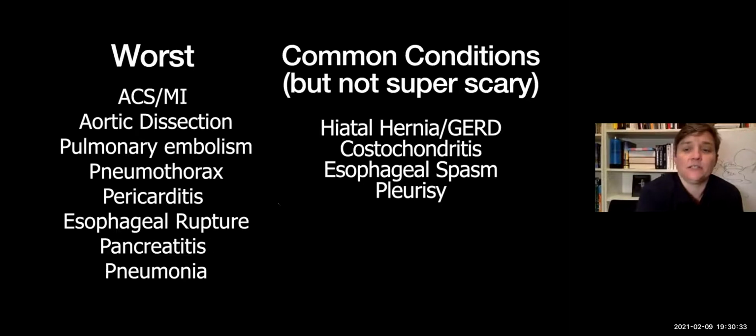All right, the common conditions, things that once we've decided it's not looking like any of these worse things, not looking like any of these terrible things. Maybe it's something benign but common, like GERD, right? Reflux, like costochondritis, esophageal spasms, or pleurisy. So we discussed hiatal hernia a little bit already. That's when a little bit of the stomach herniates. It's called a hiatal hernia because the hiatus is the spot in the diaphragm where the aorta, the vena cava, the esophagus, where they go through the diaphragm. It's a hole, a break.